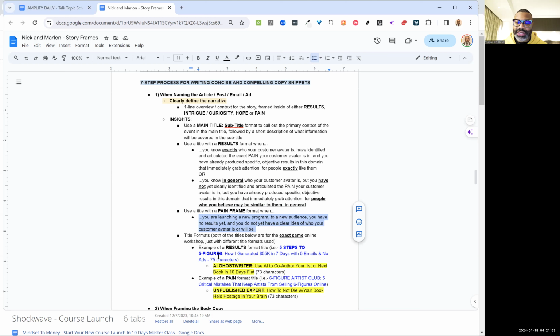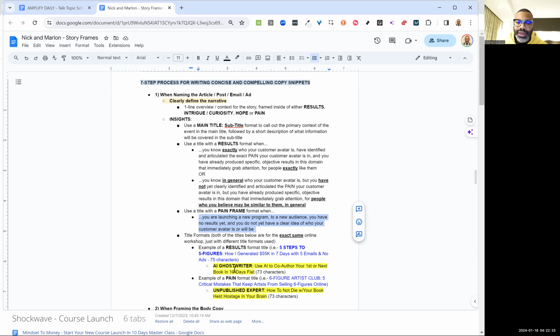Okay. And the reason that we focus on 75 characters or less is if you wanted to make this title for an Eventbrite, for example, you always want to have it be 75 characters or less. So I found that is a good length for a title, something about 75 characters or less will have it fit when you're looking to do stuff like that. And on the other side, Pain Frame, same workshop, 6-figure artist club, 5 critical mistakes that keep artists from selling 6 figures online. Okay, results frame, pain frame.